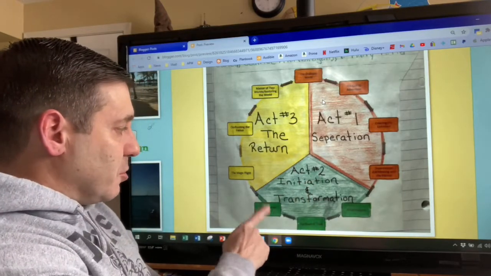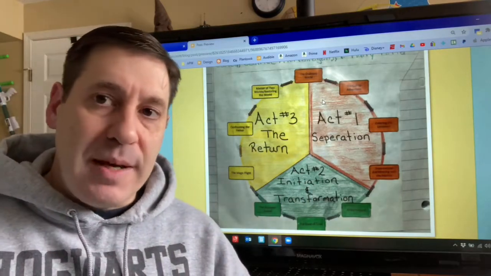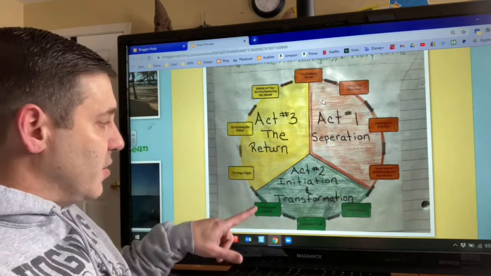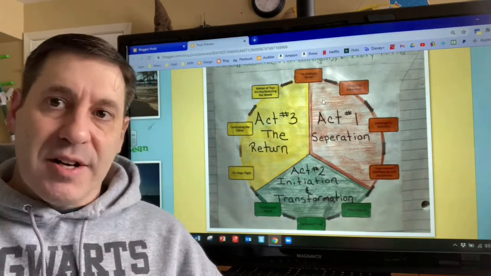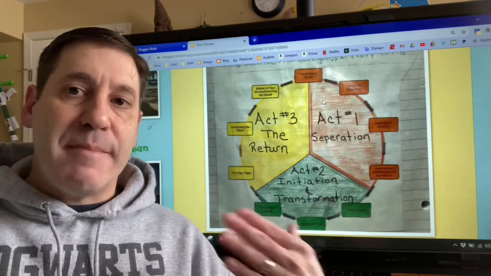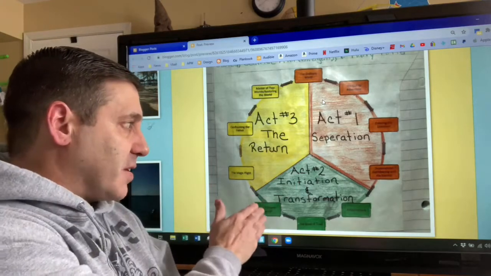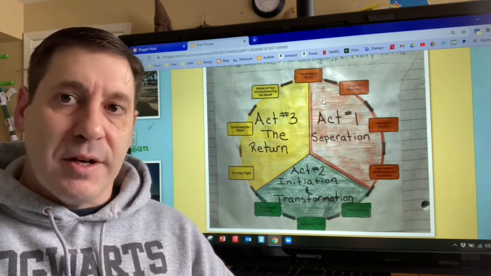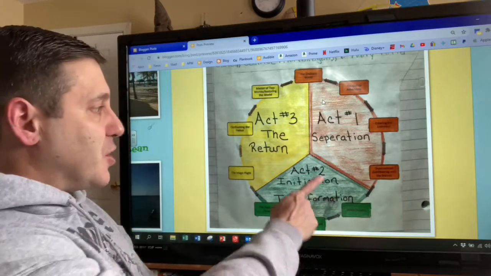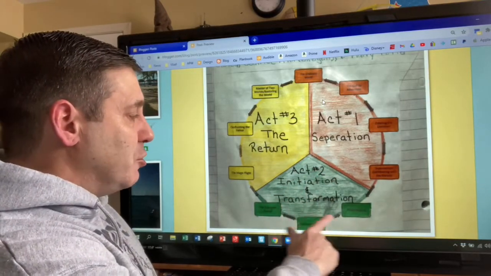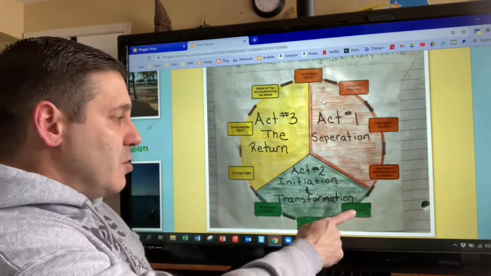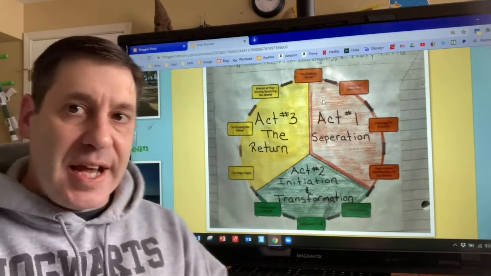Act 2, Stage 3 is called the Supreme Ordeal. And again, there is a part of plot known as the climax, which matches up perfectly with this part of the hero's journey. Make sure that you've color-coded Act 2 green, and you have highlighted each stage green to match.